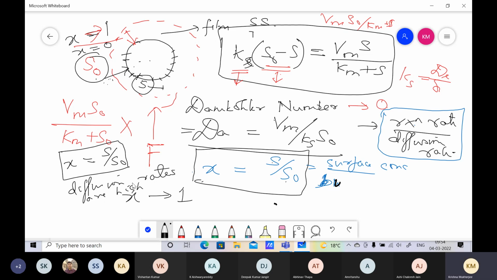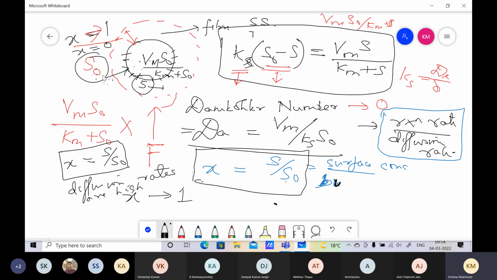When diffusion rates are high, the reaction is controlled by the maximum rate of reaction possible inside, which is Vmax S naught upon Km plus S naught. You can't have a reaction rate faster than that, right? Because the enzyme, and this is S naught here. So the diffusion rates are high, S naught approaches S, the reaction rate approaches Vmax S naught upon Km plus S, and Ks into S naught minus S approaches 0.